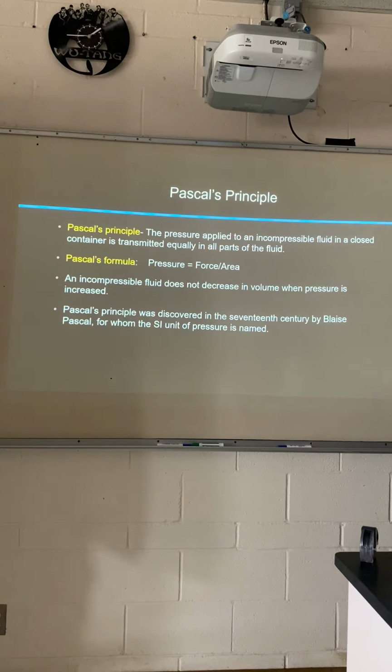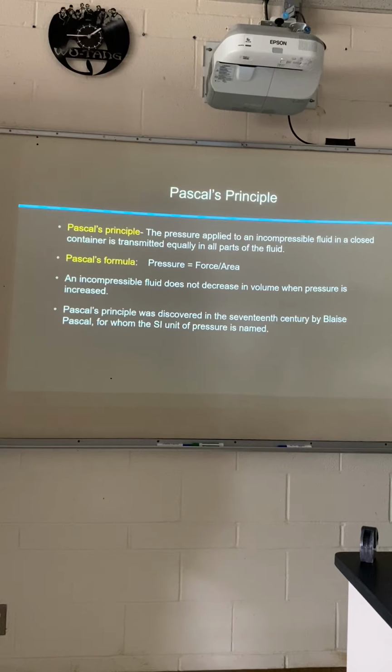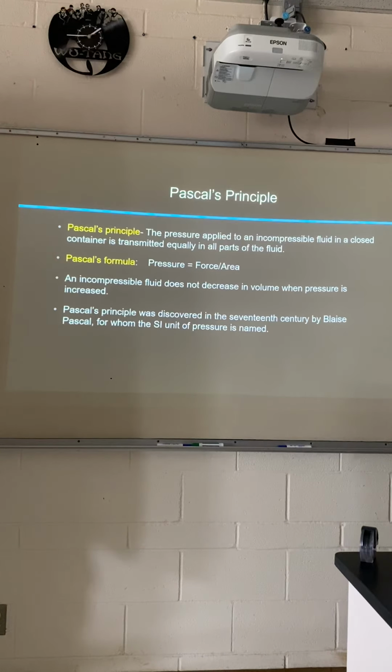And last slide for you guys for today is Pascal's principle. So Pascal's formula is all about force over area and within pressure. So remember when I talked about pressure for you guys, if you decrease the diameter of an object, you increase its speed. So we're talking about fluid in a system. So we have a hose, we decrease the diameter, we increase speed. If we increase speed, we decrease pressure. So it's a flip-flop, but this is the formula that we use. And an incompressible fluid does not decrease in volume when pressure is increased.